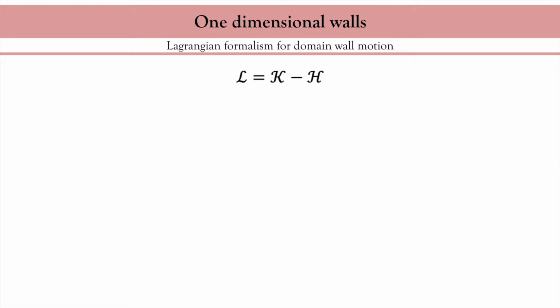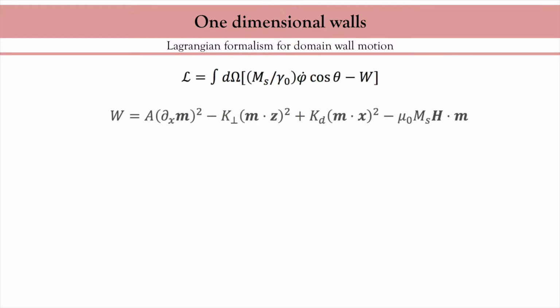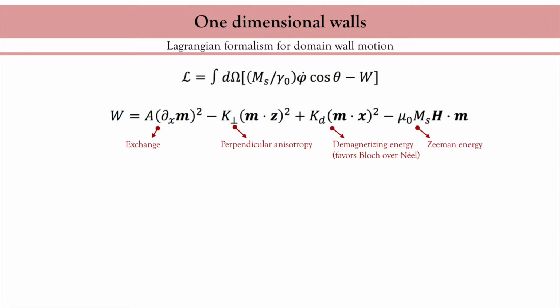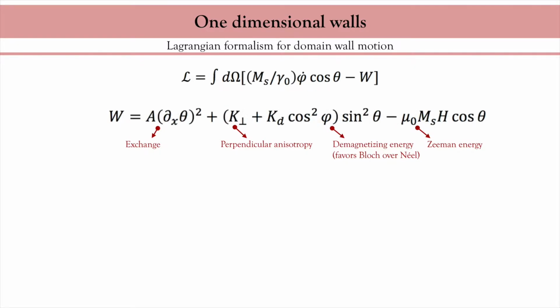By definition, the Lagrangian is the difference between the kinetic energy and the potential energy, integrated over the volume. The kinetic energy of a ferromagnetic system can be computed from the coupling between the magnetization current and the vector potential associated with the magnetization. Long story short, it looks like that. The potential energy is composed of the usual suspects: exchange, perpendicular anisotropy, demagnetizing energy, and Zeeman energy. In spherical coordinates, I get this familiar expression.